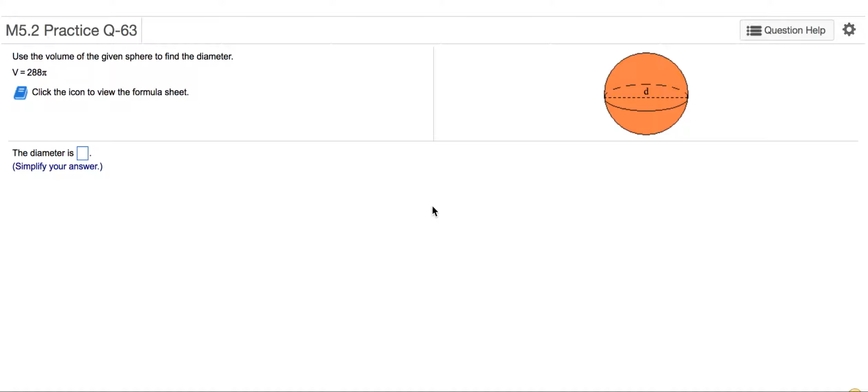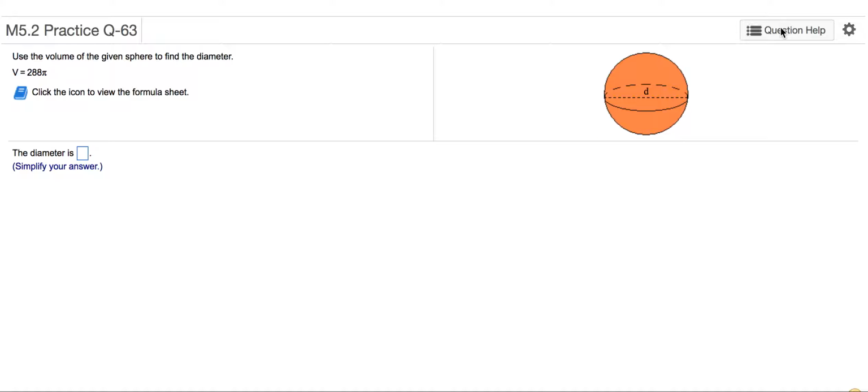Today we're going to use the volume to find the diameter of a sphere. Now I'm not sure when in real life you would ever have to do this, but you need to do it for your GED. So we're going to work through it together. I'll do the best I can explaining it.